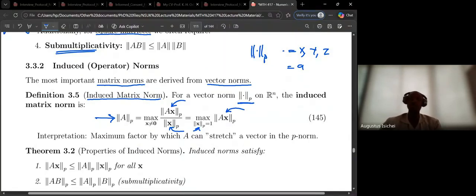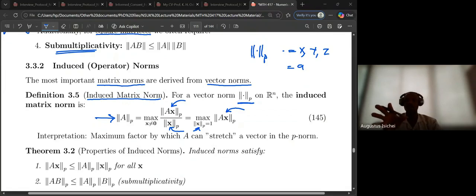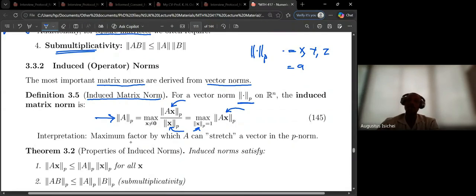Does this make sense? I don't know if this mathematical expression makes sense to you. So this is what we mean by the induced matrix norm. How do we interpret this norm? It's interpreted as the maximum factor by which A can stretch a vector in the P norm. That is a direct interpretation of the induced norm.